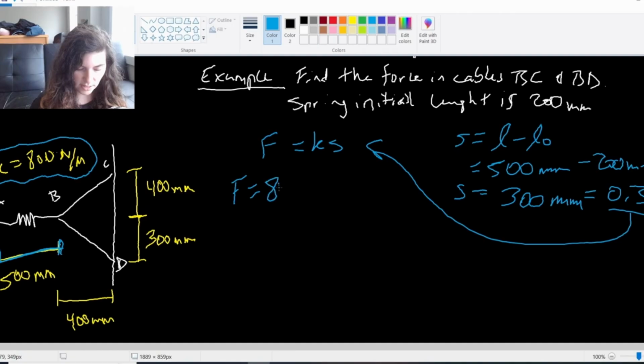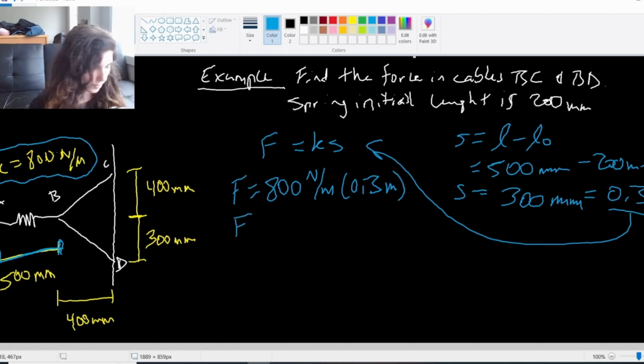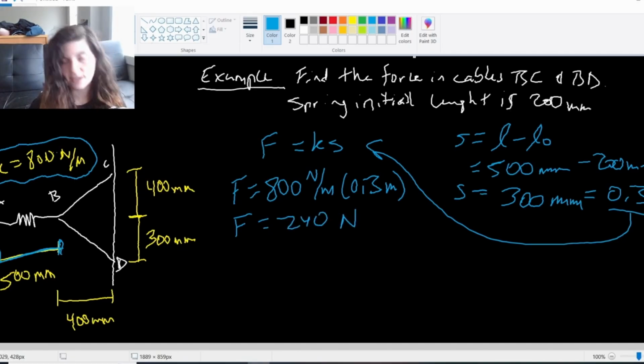and I can plug this guy in over here, and I get the force is 800 newtons per meter times 0.3 meters. So when I plug that into my calculator, I get a force of 240 newtons.